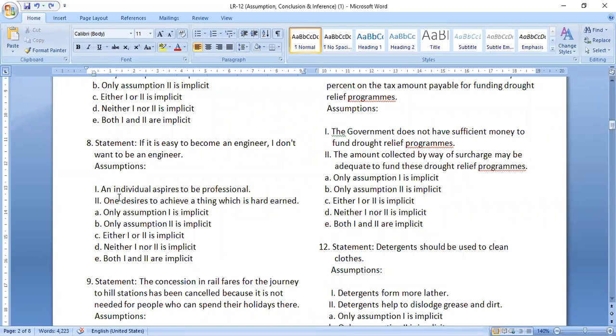So I have a doubt. Is the second assumption very general? In the statement they talk about one person, and then in the assumption they give it in a very general manner. I marked D. I don't think the second assumption is true. Okay. So you marked D and you had a doubt between D and B. Yes, sir. Okay.